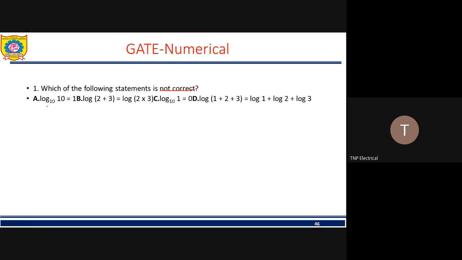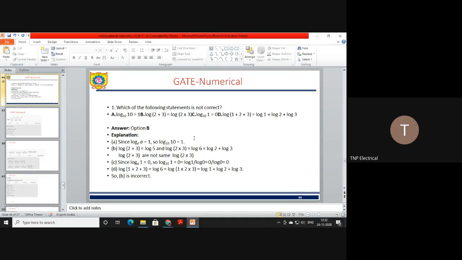The first option is log 10 to the base 10 equal to 1. Second is log 2 plus 3 is equal to log 2 into 3. Third is log 1 to the base 10 equal to 0. And fourth, log 1 plus 2 plus 3 equal to log 1 plus log 2 plus log 3. So which one is not correct?